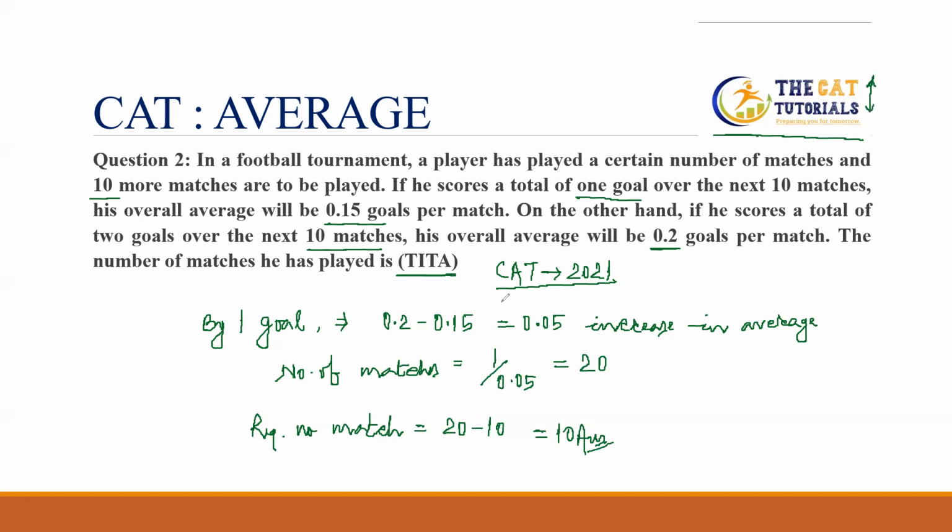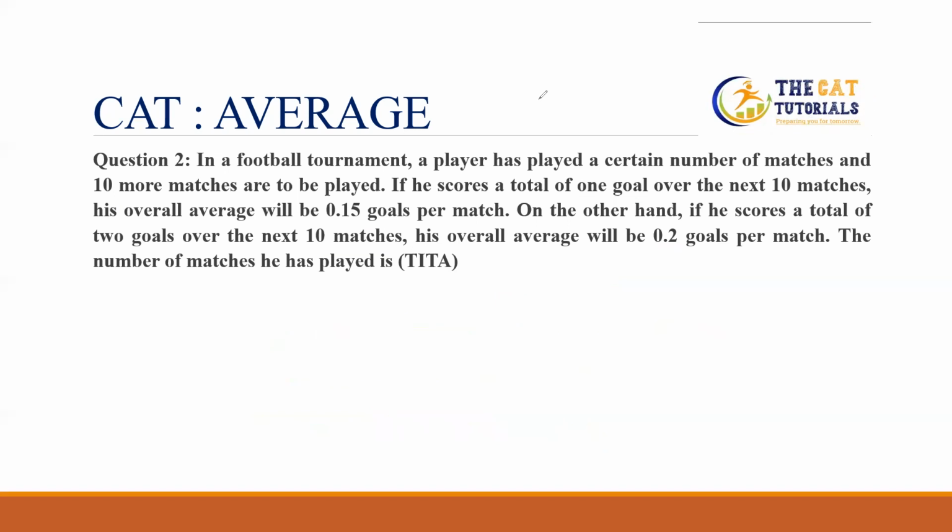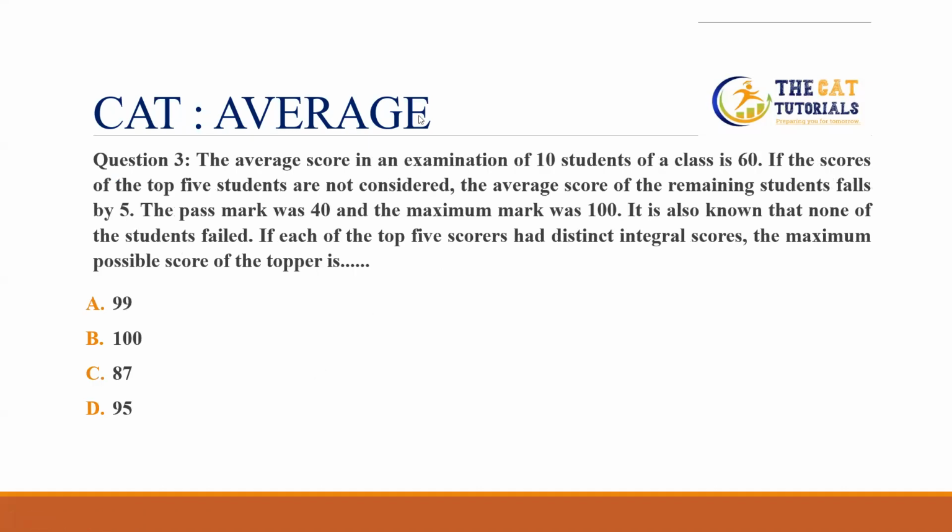So see students, right now I'm going to give you the next question. Again, this one is a very good question. At first, I'm going to read this question for all of you, and after that, I will solve it. The question is: the average score in an examination of 10 students of a class is 60. If the scores of the top 5 students are not considered, the average score of the remaining students falls by 5.